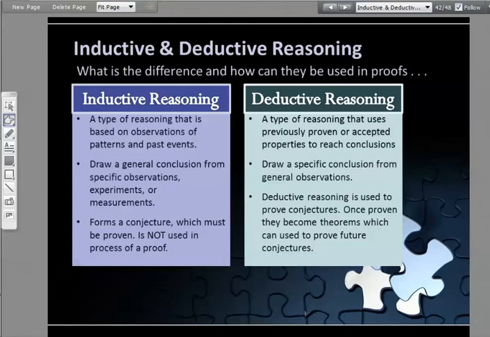Talking about proofs, inductive and deductive reasoning. Now this is a question on your test, on the part 2. What is the difference and how can they be used in proofs? Inductive reasoning is a type of reasoning that is based on observations of patterns and past events. You draw a general conclusion from specific observations, experiments, or measurements, and form a conjecture which must be proven. It is not used in the process of a proof. And deductive is a type of reasoning that uses previously proven or accepted properties to reach conclusions. It helps you draw a specific conclusion from general observations, and it's used to prove conjectures. Once proven, they become theorems, which can be used to prove future conjectures.